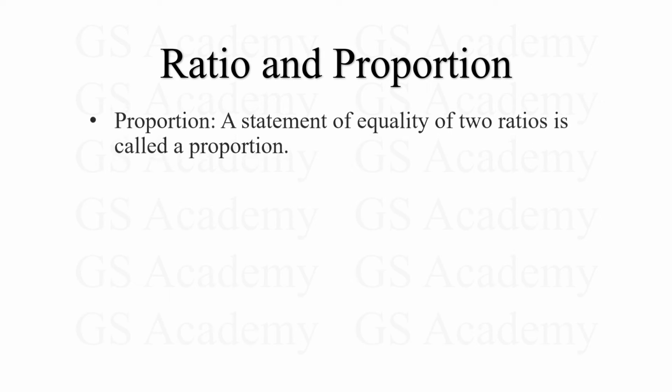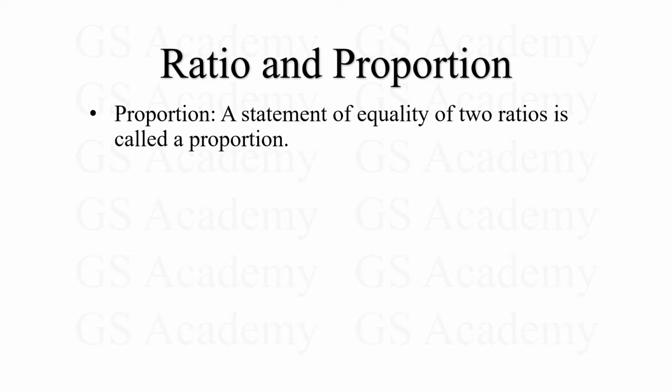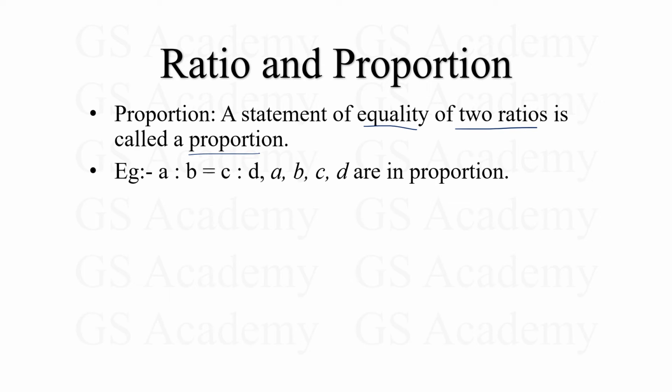In this video, we are going to study a few questions related to proportion. A statement of equality of two ratios is called proportion. Now let's see one example. A is to B and C is to D. These two ratios are said to be equal, then A, B, C and D are in proportion.